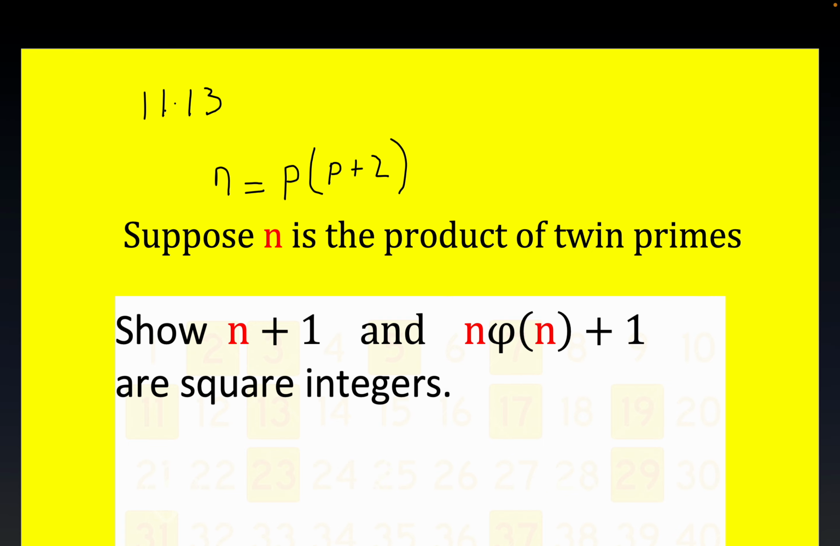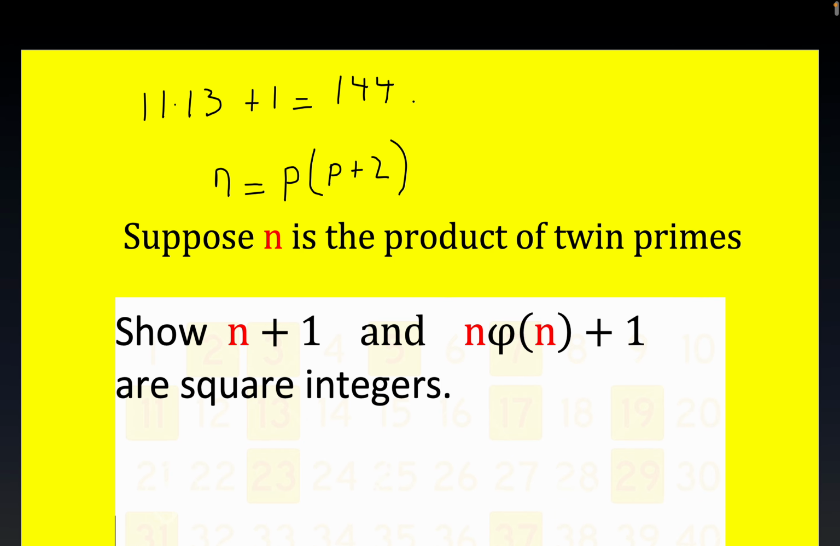Okay. Now, notice when you add 1 to this, you get 144. Okay, but hello, that's what they call a perfect square. I just call them square integers. That's equal to 12 squared. Okay, and that's not just happenstance. We can conclusively prove this. Okay, so now just a word about this phi function.